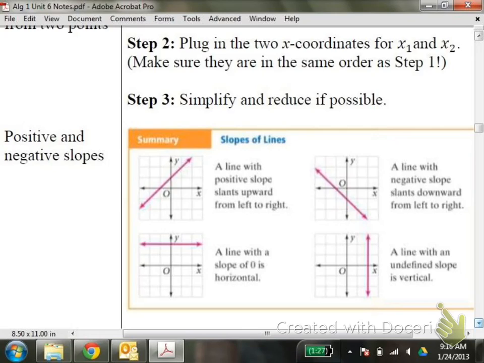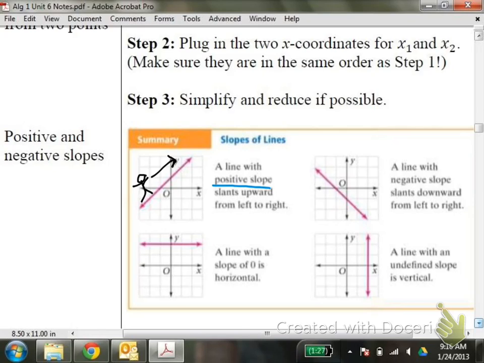Okay, so when you are looking at a graph, look at this first one right here in the upper left-hand corner. We call this a positive slope because it goes upward when you're reading left to right. The way that I think about this is think about a little person walking on the line. If he's walking along the line, is he going uphill or downhill? Uphill. So uphill is a positive slope.